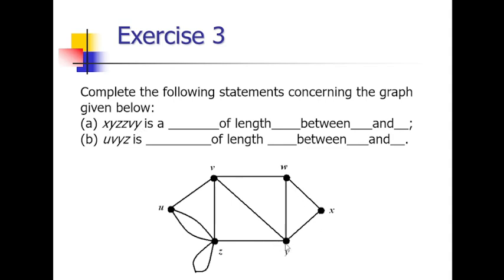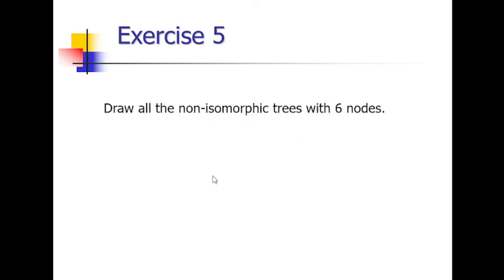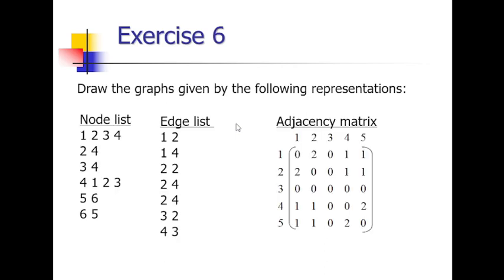From x to y, going there is 5, and between x to y. Similarly, you can find out the distance for all the non-isomorphic graphs. Draw the graph given following. So you can find out the nodes, edges, and adjacency.